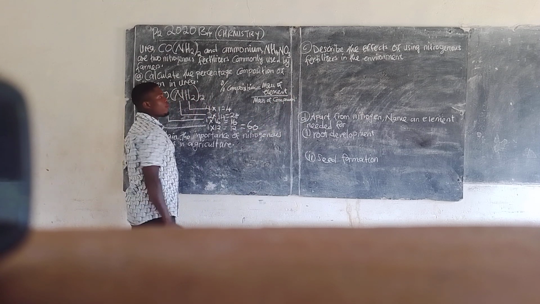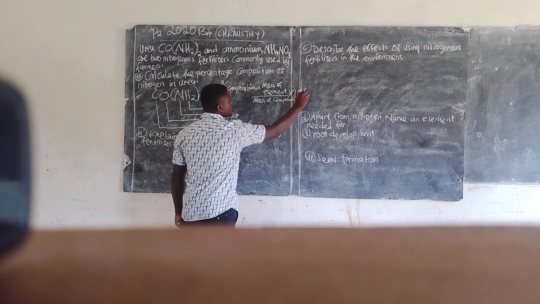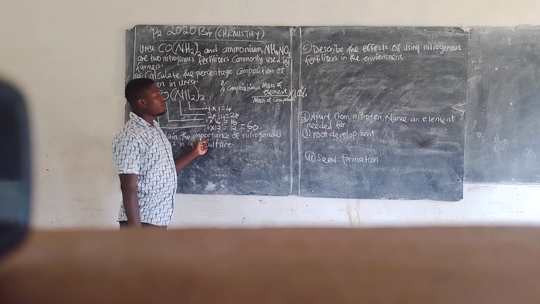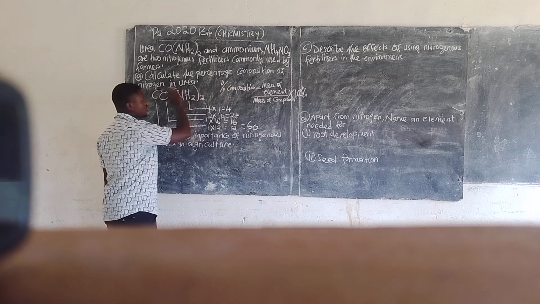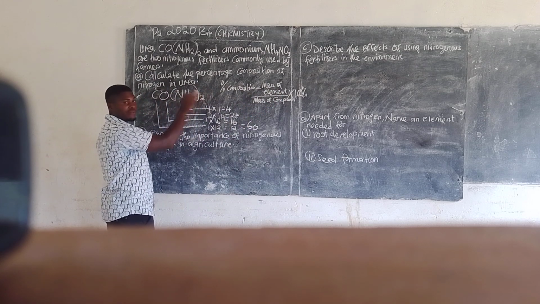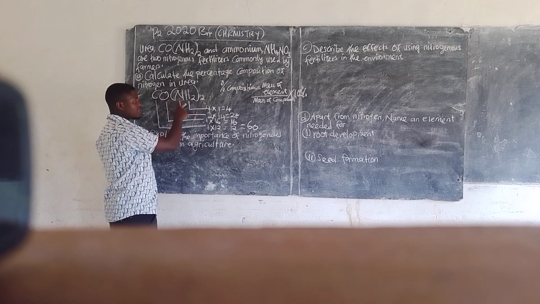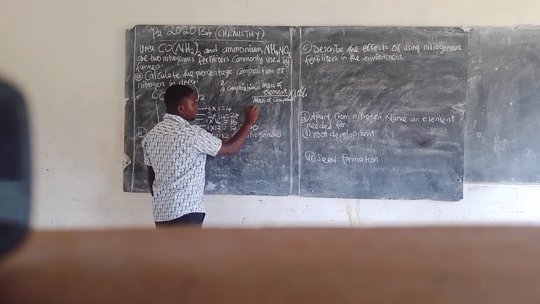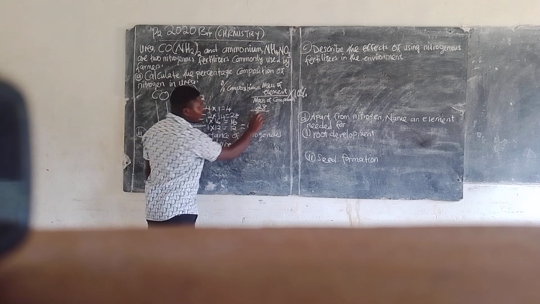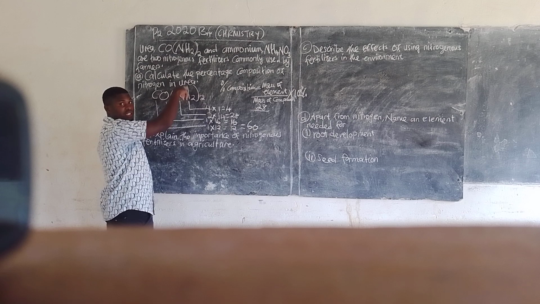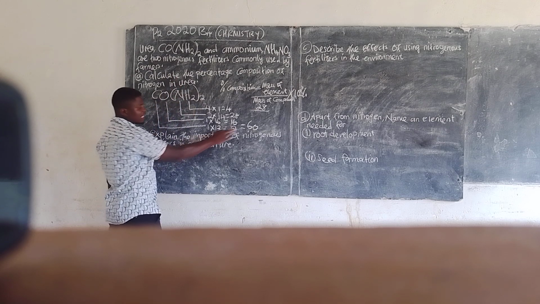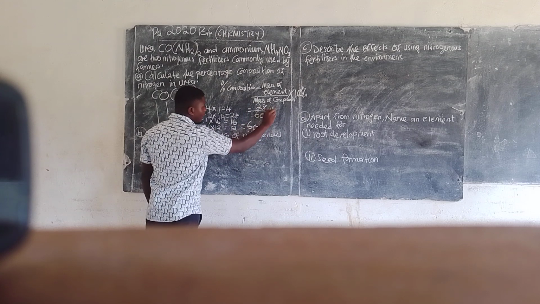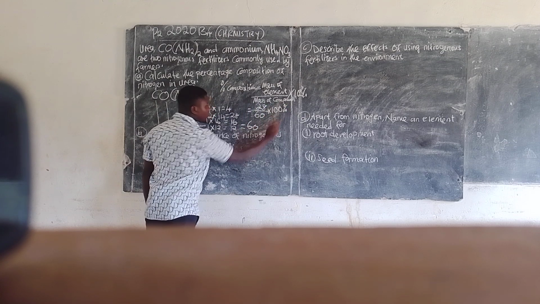mass of a compound multiplied by 100%. That is how you are going to get the percentage composition. So what is the mass of this element, which is nitrogen? Because we are finding the percentage composition of nitrogen. It has a mass of 28. And the mass of this compound in which nitrogen is found is 60. Then multiplied by 100%.